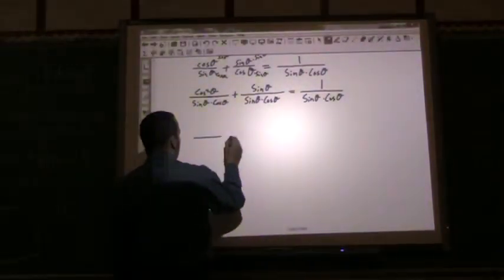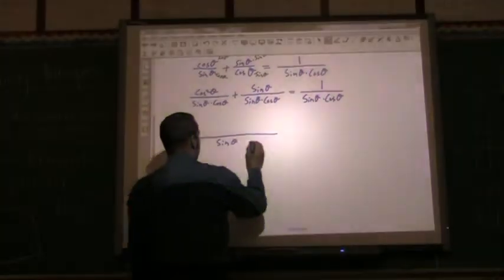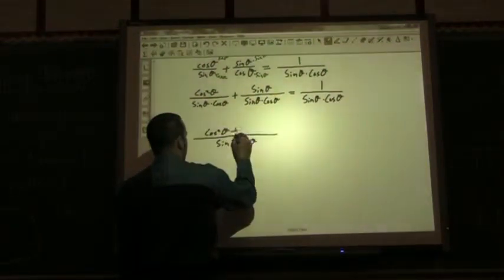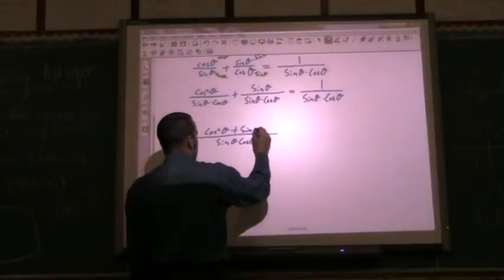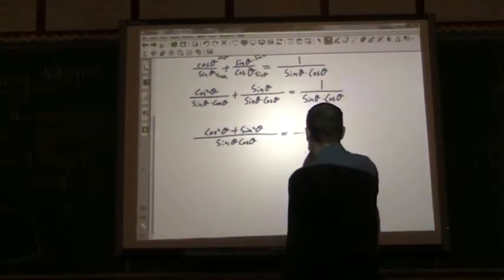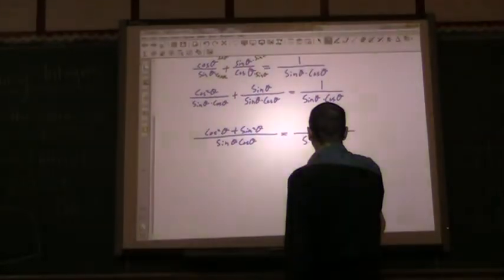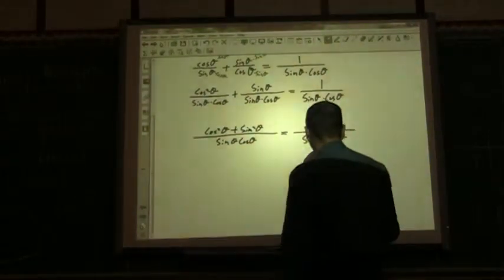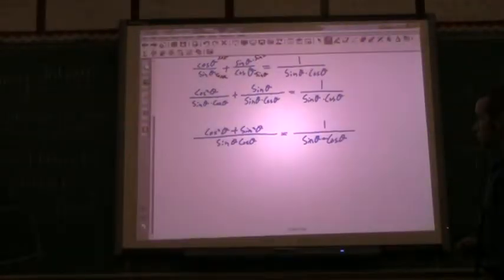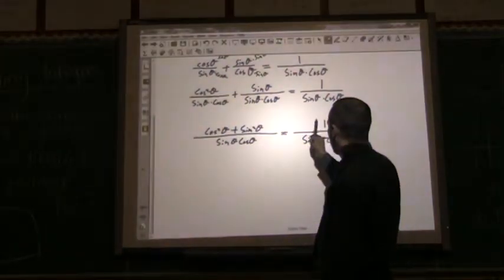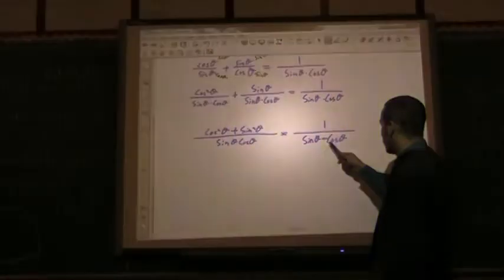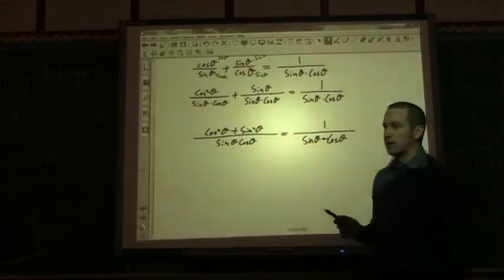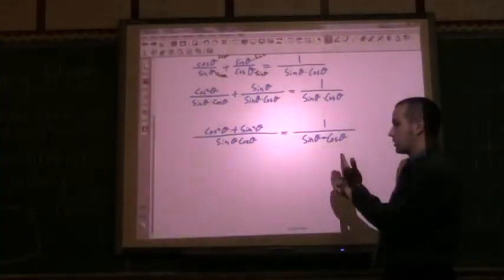Okay, so under one denominator of sine theta cos theta, I end up with cos squared theta plus sine squared theta equals 1 over sine theta times cos theta. So now the denominator is the same. This one's a 1, this is cos squared theta plus sine squared theta. There's your trig identity. Okay, the order has changed. It's cos squared plus sine squared, but the order doesn't matter.